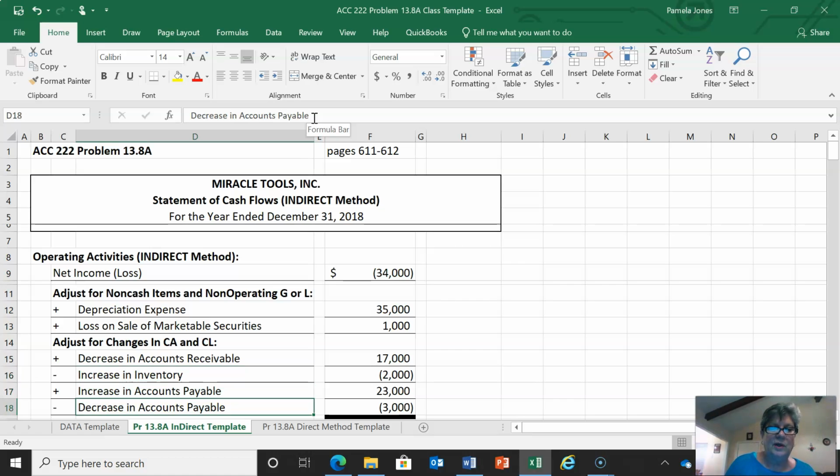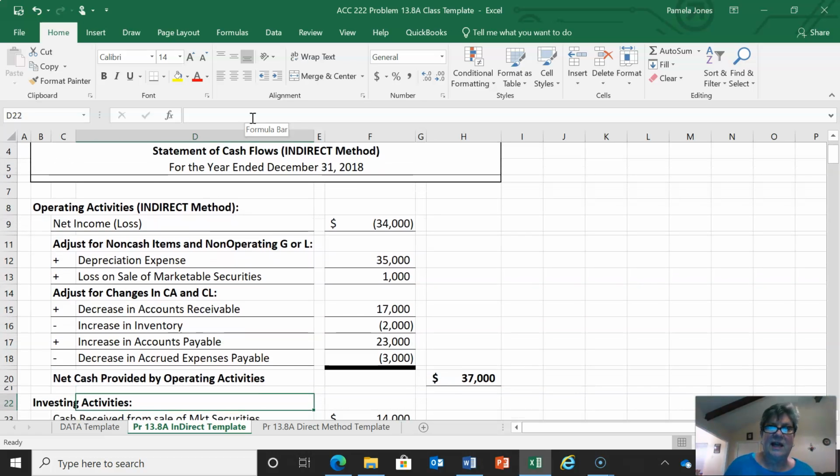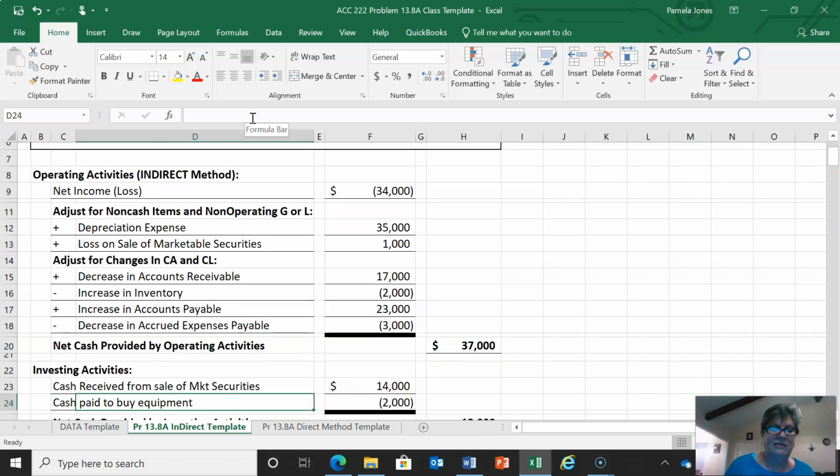We had an increase and a decrease in a, I think this one was actually accrued expenses payable. I labeled it the same thing. Y'all were probably wondering what in the world she did there. A decrease in a current liability is subtracted, and an increase in a current liability is added. And that gives us the net cash from operating activities.